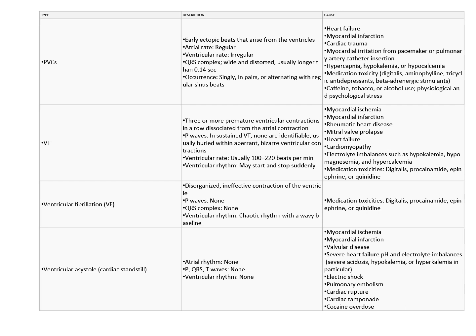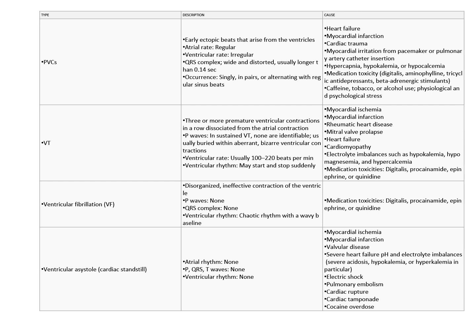You can read them. The VTAC is 3 or more ventricular contractions in a row that is disassociated from the atrial contraction. So it's 3 or more premature ventricular contractions. In sustained VTAC, there are no identifiable P waves. The ventricular rate can be between 100 and 220, and the ventricular rhythm may start and stop suddenly.